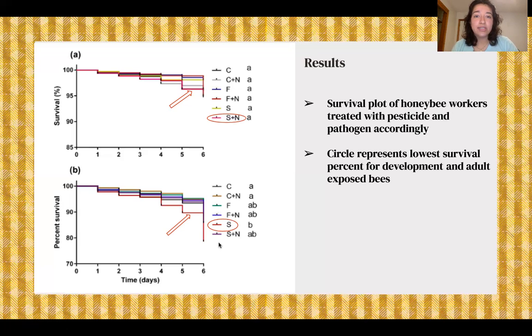And this also shows that the effects of the insecticide are greater for the bees in the early adult stage rather than the developing bees, where the effects are greater of Nosema serenade exposure.